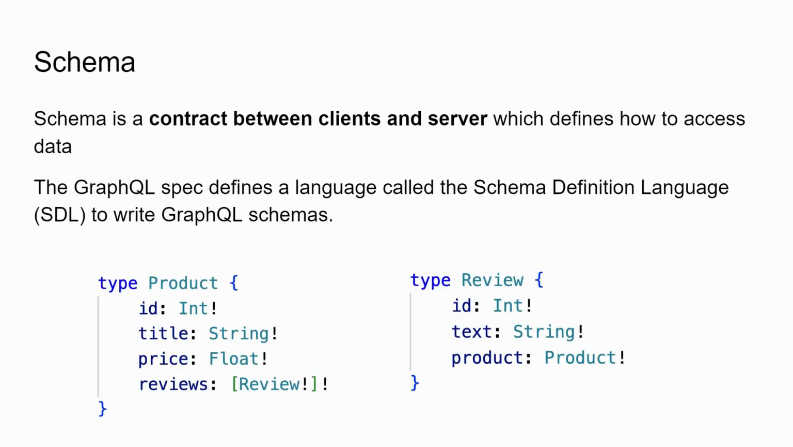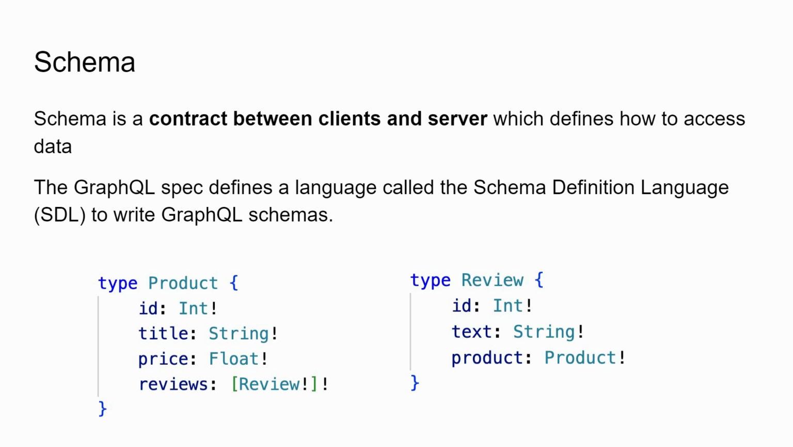Let's break down piece by piece how GraphQL is used. The main killer feature and advantage of GraphQL is the schema. A schema is a contract between clients and server, which defines how to access data. The GraphQL schema is at the center of every server. It defines the server's API, allowing clients to know which operations can be performed by the server.